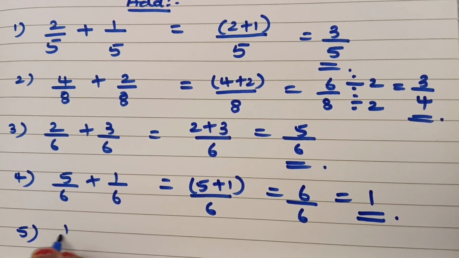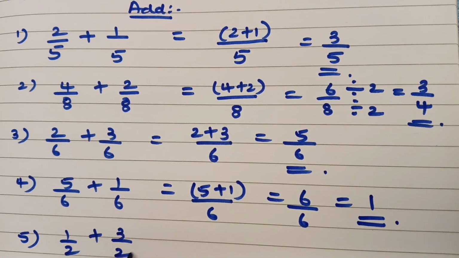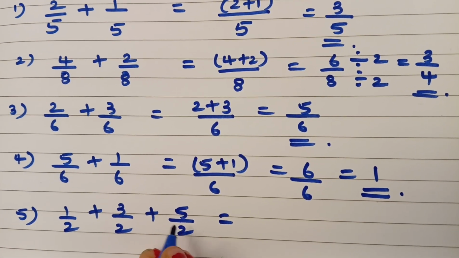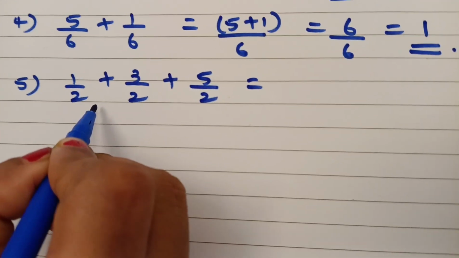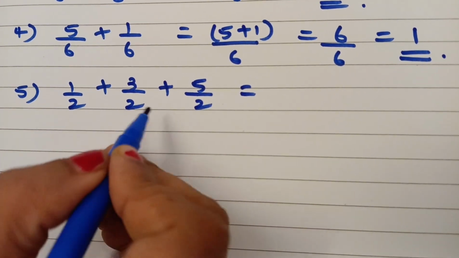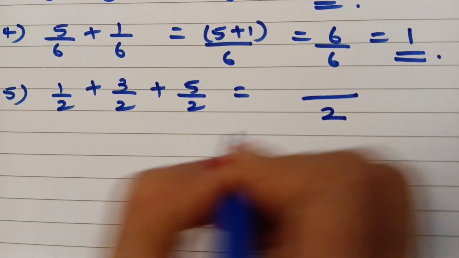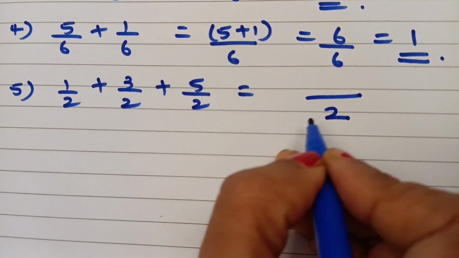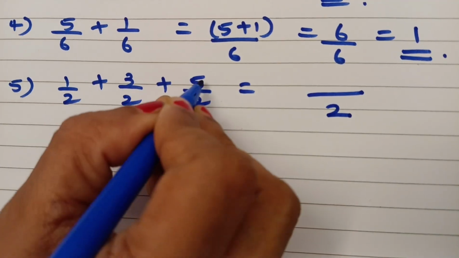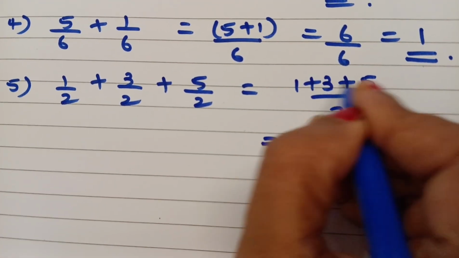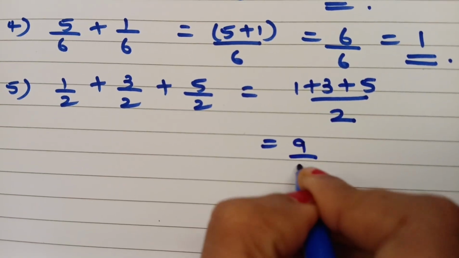In this way they can give you 1 by 2, 3 by 2 plus 5 by 2. Two or more fractions are added. Just check the denominators of all the three fractions. Is it same? Yes. So just write once. Do not write 2 plus 2 plus 2. It will go wrong. So just write once and then add the numerators. So 1 plus 3, 4, 4 plus 5, 9 by 2.